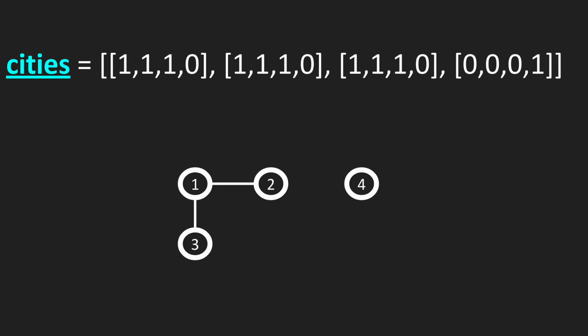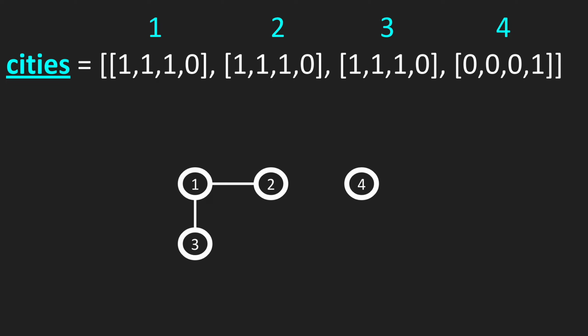Okay, let's take a look at one more example. In this case, we have 4 cities, and for example, city 1 is connected to city 2 and city 3. City 2 is connected to city 1 and city 3. We are counting both directly and indirectly. So city 2 is indirectly connected to city 3. And city 3 is connected to city 1 and 2, and city 4 is not connected to any other city. So how are we going to solve this problem?